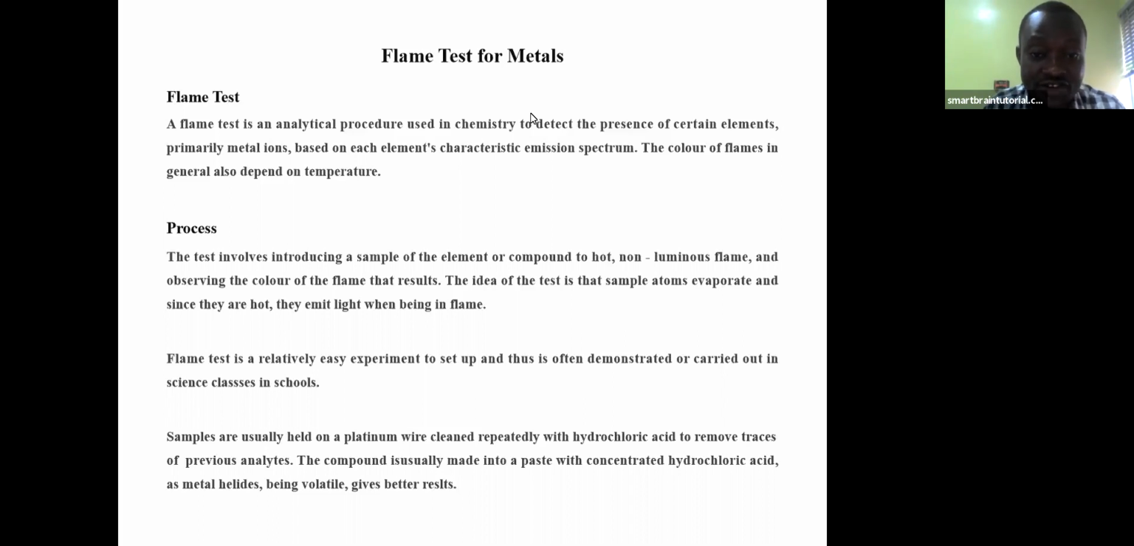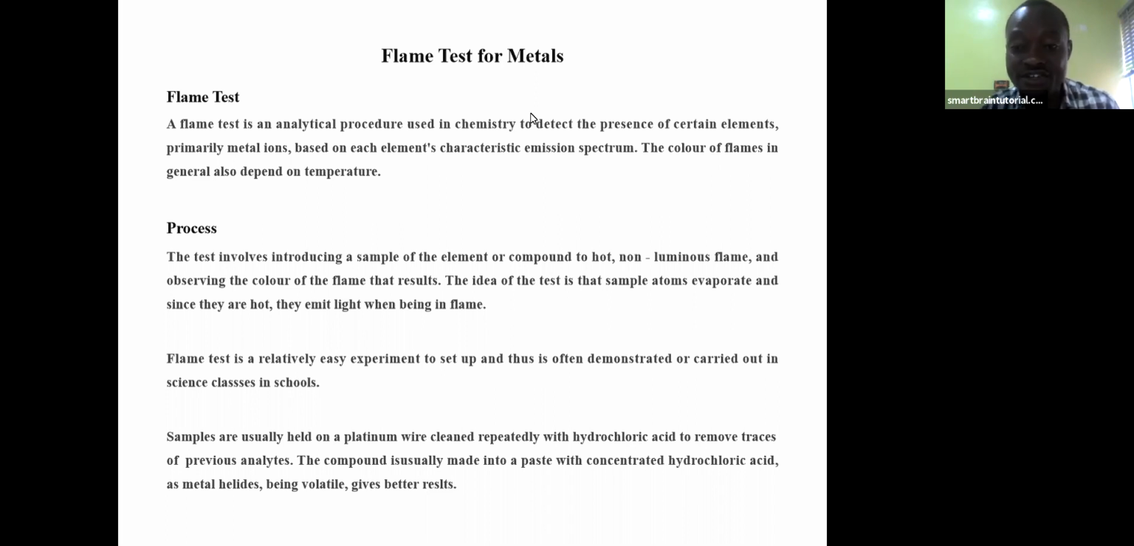The test involves introducing a sample of the element or compound to a hot, non-luminous flame and observing the color of the flame that results. Now, the flame has to be hot and it does not have to have any smoke or soot so that it will give a perfect result.